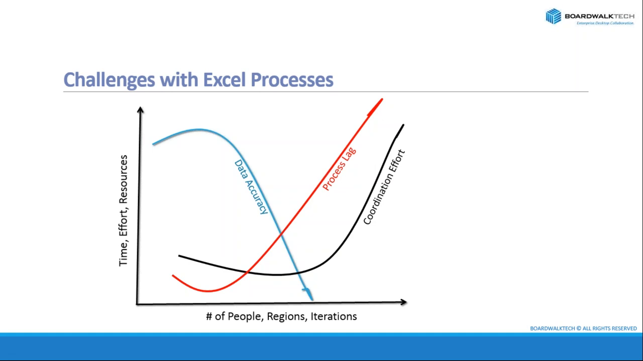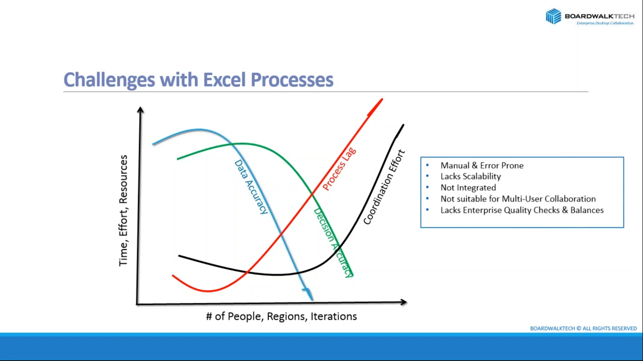And because of that, the efficacy of decision-making suffers. Many times the process owners depend on this Excel data when they are making many of these decisions, and those decisions also tend to be suboptimal. Now, what I'm also showing on the right-hand side of my screen are some of these challenges which we spoke about.